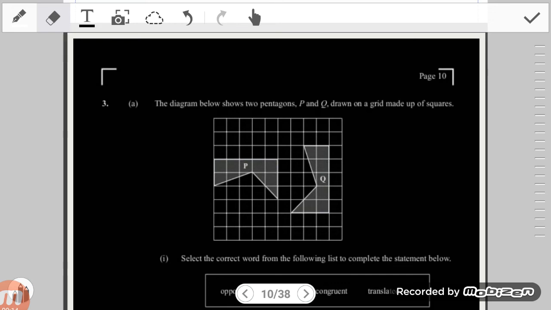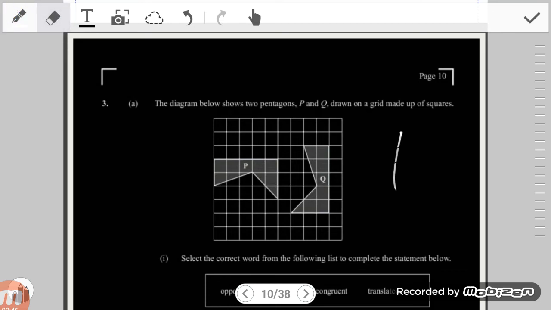So let us begin. Alright, so question 3a, the diagram below shows two pentagons P and Q drawn on a grid made up of squares. Alright, so here's the grid made up of squares. Pentagon is a 5-sided figure. So this has, let me see here, 1 side, 2 side, 3, 4 and 5 side. Okay, that's good.